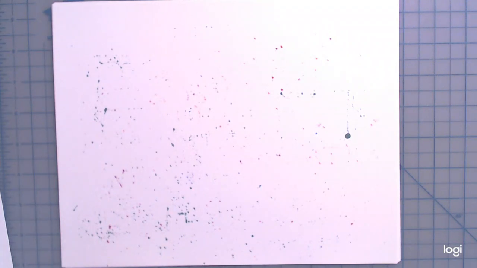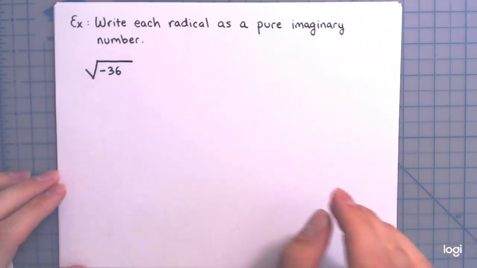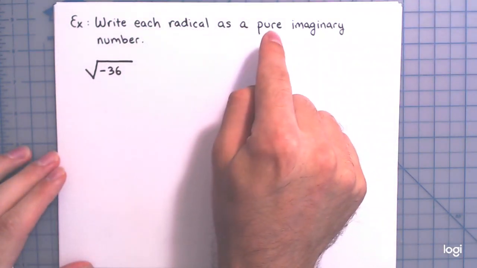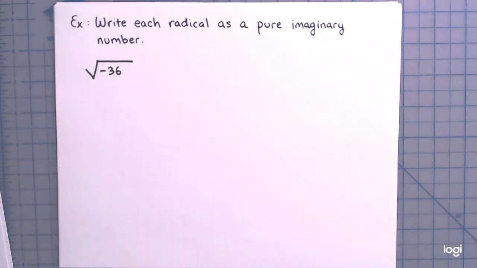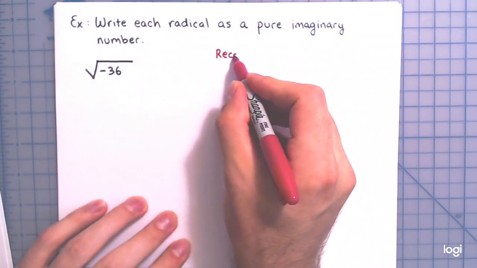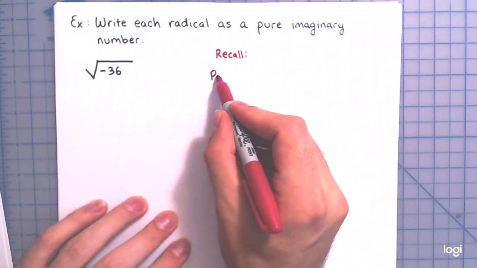My first several examples ask me to write each radical as a pure imaginary number. Before I get into these examples, let me discuss again, hopefully refreshing your memory, what a pure imaginary number is. So here off to the side, recall that the pure imaginary numbers are this set.